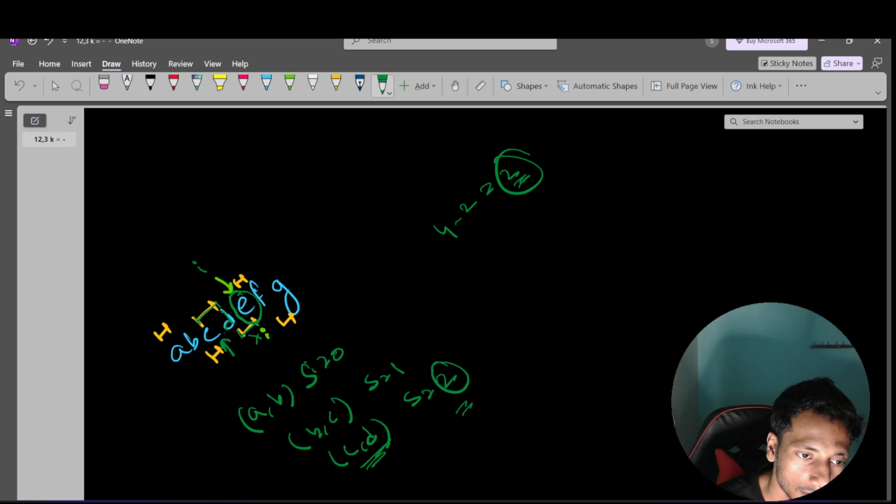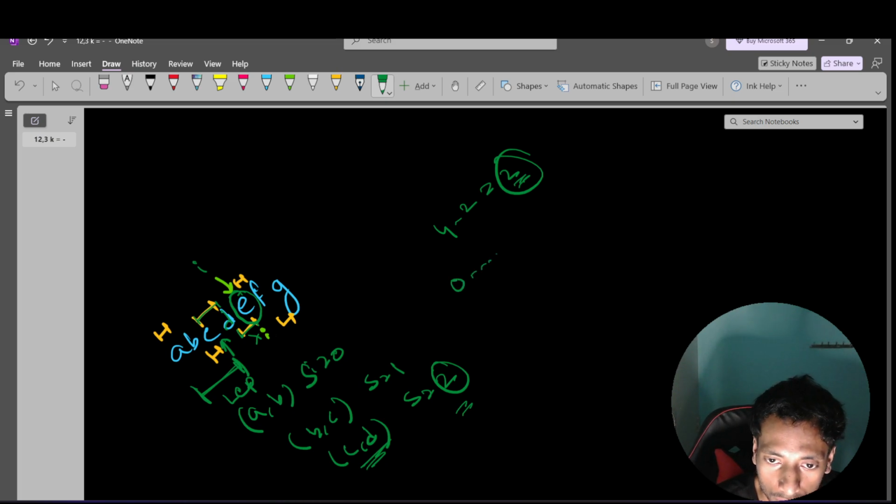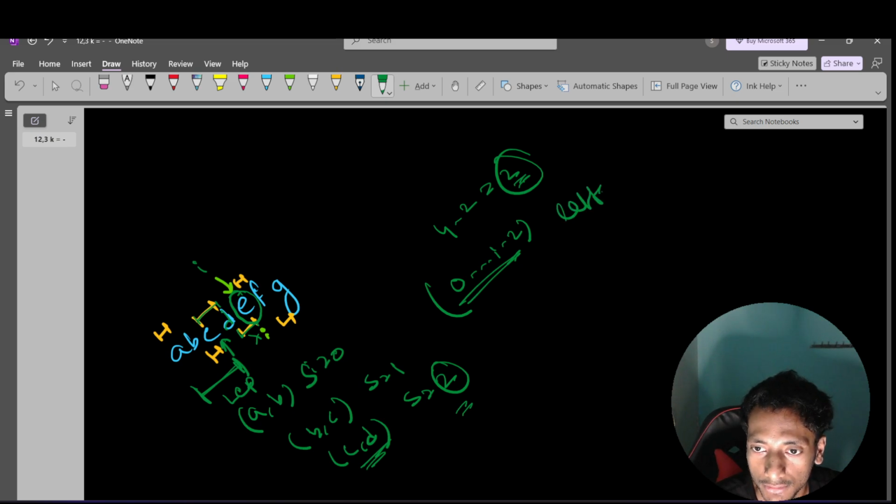So I can easily check from 0 to i minus 2 what is the maximum length of the common prefix substring. Got it? From the left side.